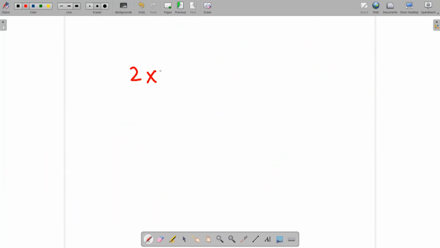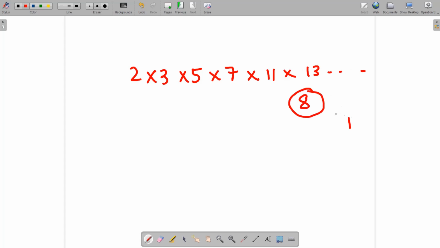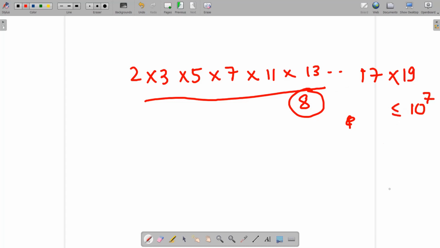Because if you multiply 2, 3, 5, 7 and 11, then 13, 17, 19 and so on, these are the prime numbers, the maximum count up to which this can hold while staying less than or equal to 10 raised to the power 7 is around 8. So the complexity will be something like O of n into 8 for each test case, if you pre-compute the prime factors for each number, meaning you know what the prime factors are for a particular number.